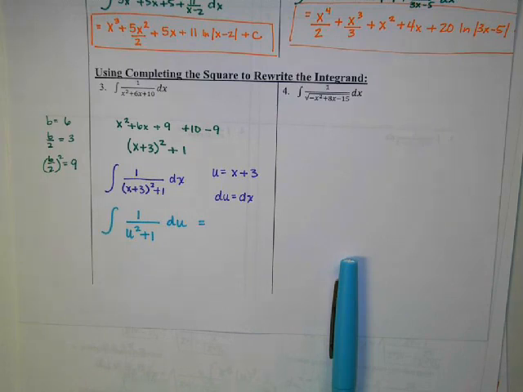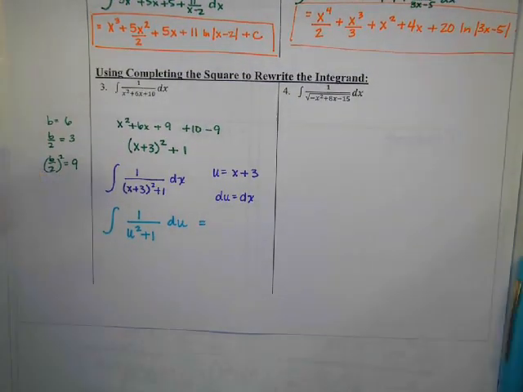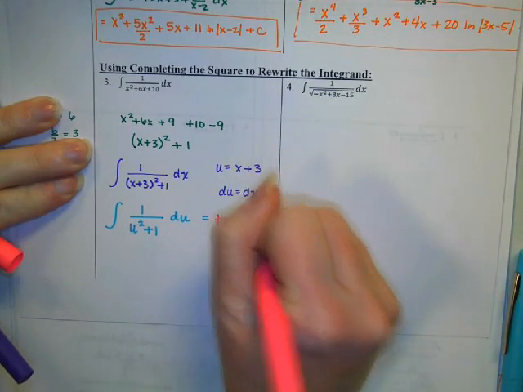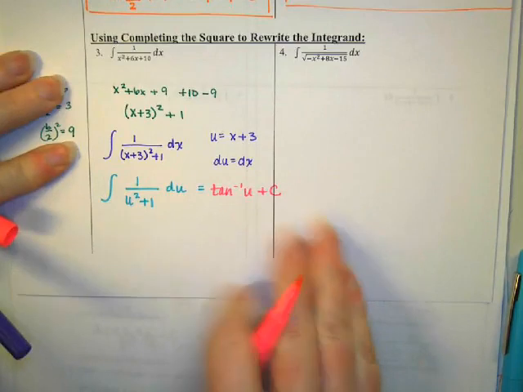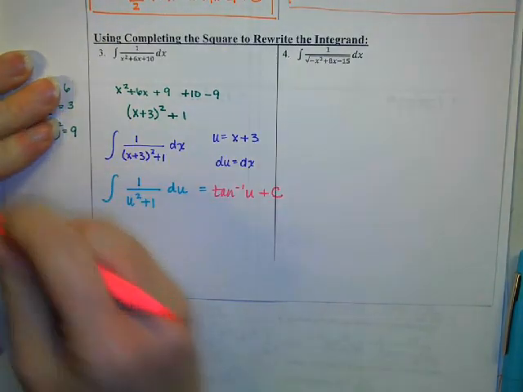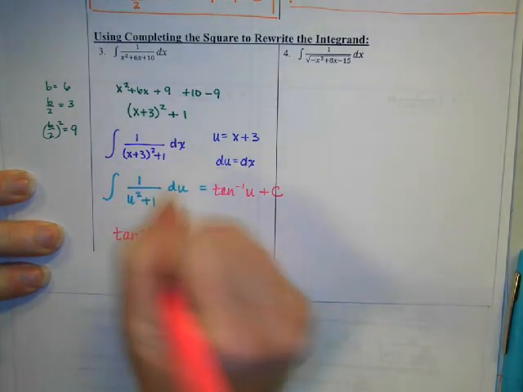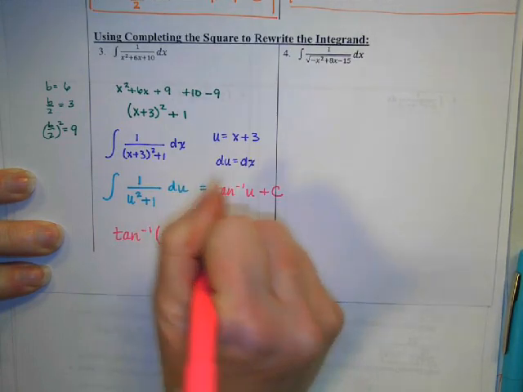It's not even 1 over tangent, because look, the derivative of it is the derivative of whatever piece you have, which in this case is 1, over 1 plus u squared. So it just is inverse tangent. Inverse tangent of u plus c. And then the last thing we do is go back in and plug in our u value. So it's going to be inverse tangent of x plus 3 plus c.